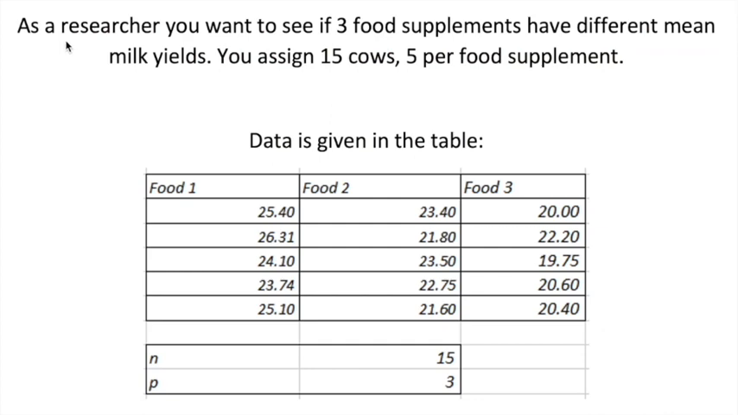As a researcher, you want to see if three food supplements have different mean milk yields. You assign 15 cows, 5 per food supplement, and the data is given in this table. Here are food 1, food 2 and food 3. There are 3 supplements and 15 different cows, so N is 15 and P is 3 food supplements.